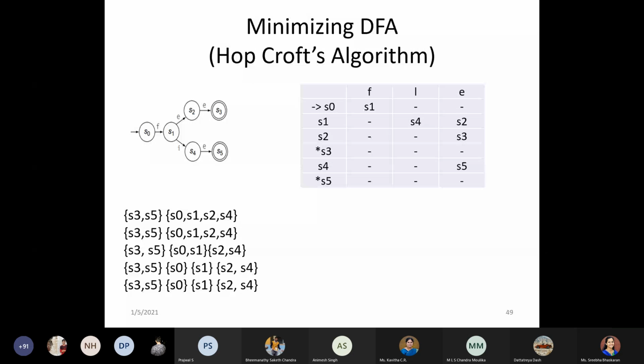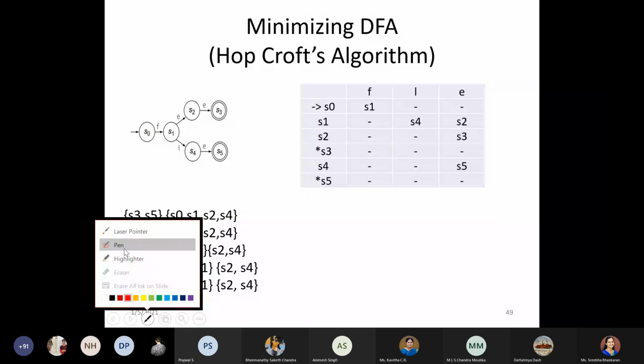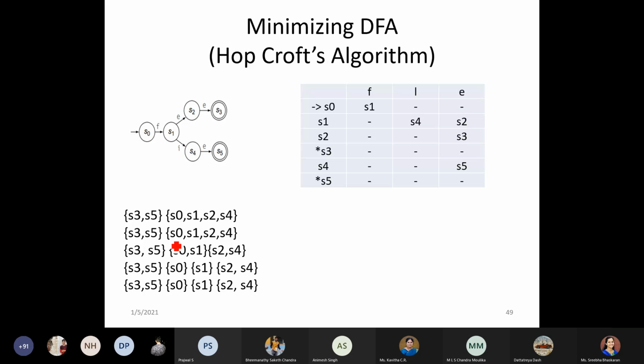So that is what, if you see in this case, the second iteration, we were comparing S0: will S0 go together with S1, S2, S4? S0 and S1 can go together, so they are in one group. S0 cannot be combined with S2 and S4, so it has been split into another group.